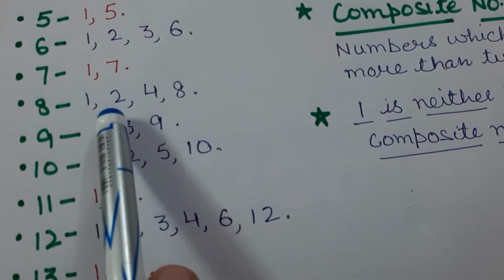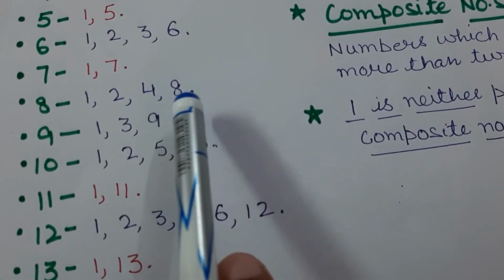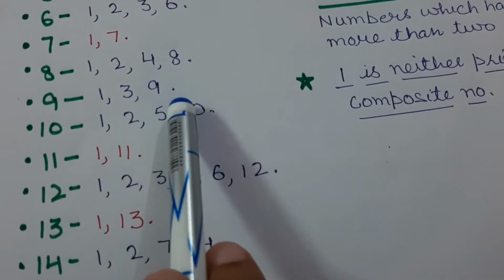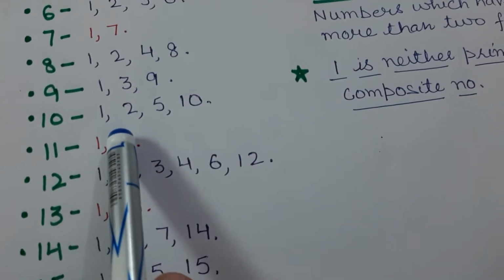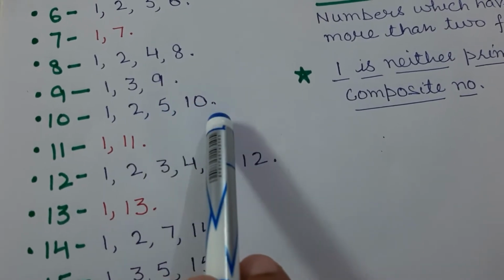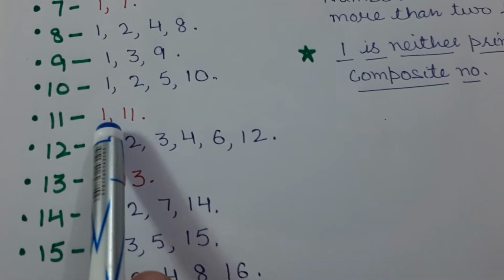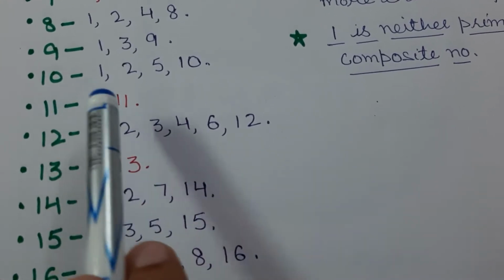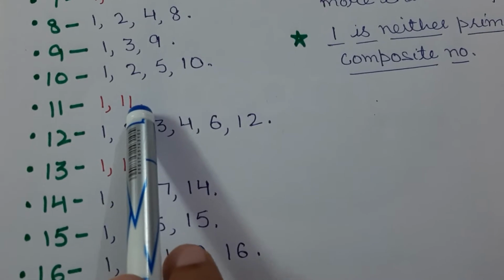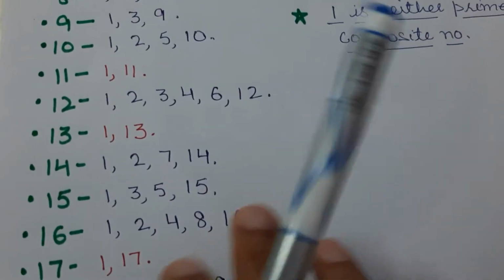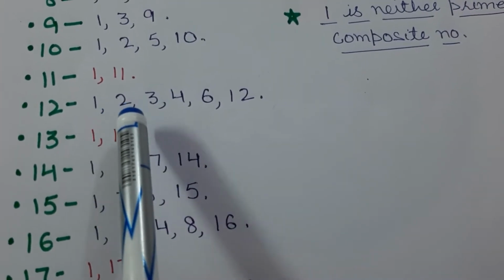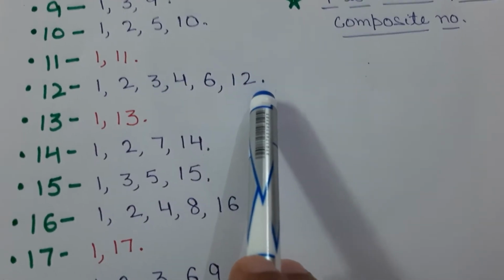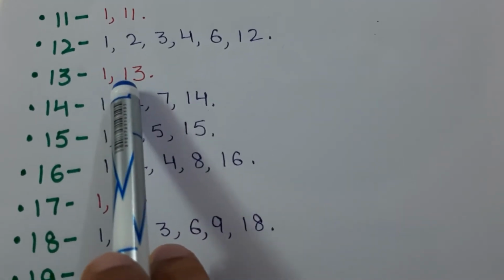8: 1, 2, 4, 8. 9: 1, 3, 9. 10: 1, 2, 5, 10. 11: 1, 11. 11 comes only in 1's table and 11's table. Then 12: 1, 2, 3, 4, 6 and 12. Then 13: 1, 13.